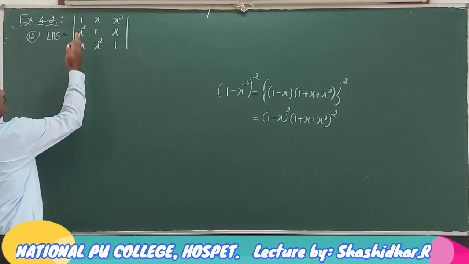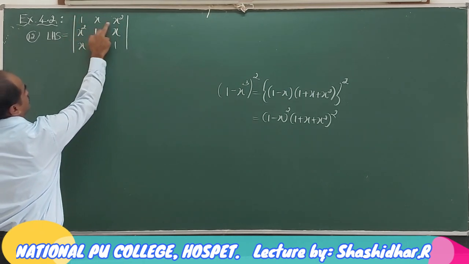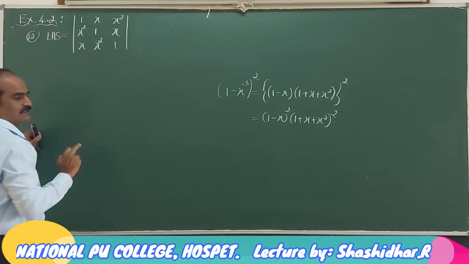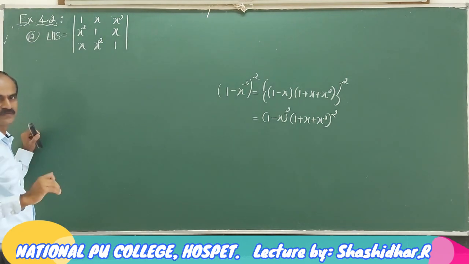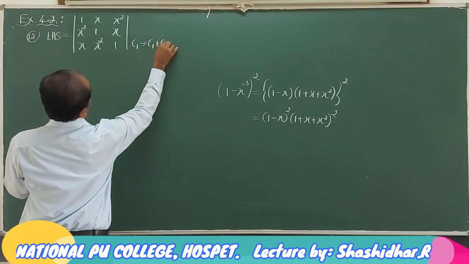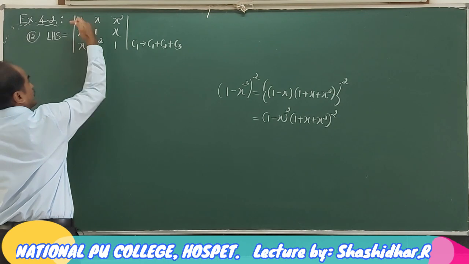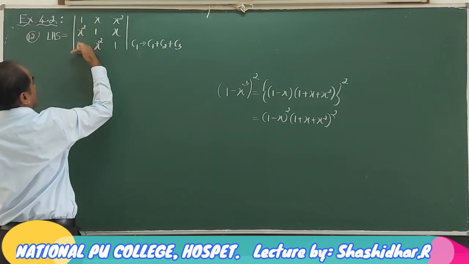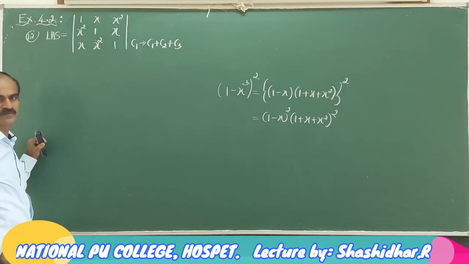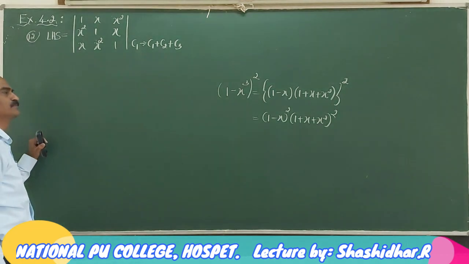Either you can add column 2 and column 3 to column 1: 1 plus x square, plus 1 plus x plus x square, plus 1. You are ending with 1 plus x square. That is C1 changes to C1 plus C2 plus C3. Or even you can add row wise. For R1 elements, you add R2 and R3 elements. Then also you are going to get 1 plus x square. Either of these two. But here I take C1 changes to C1 plus C2 plus C3.